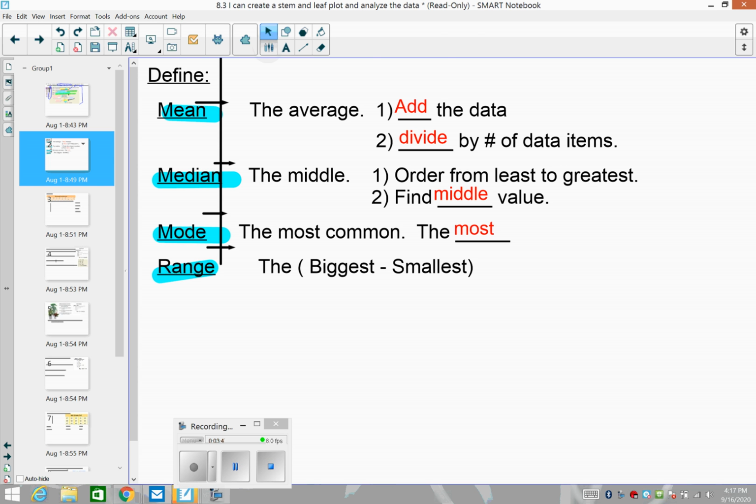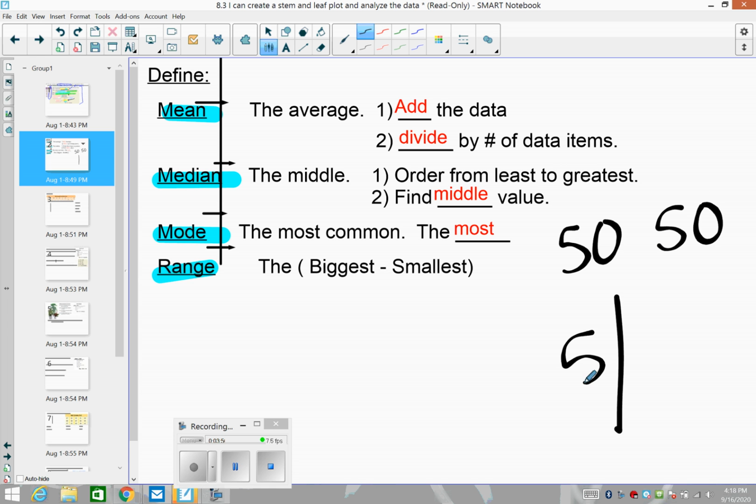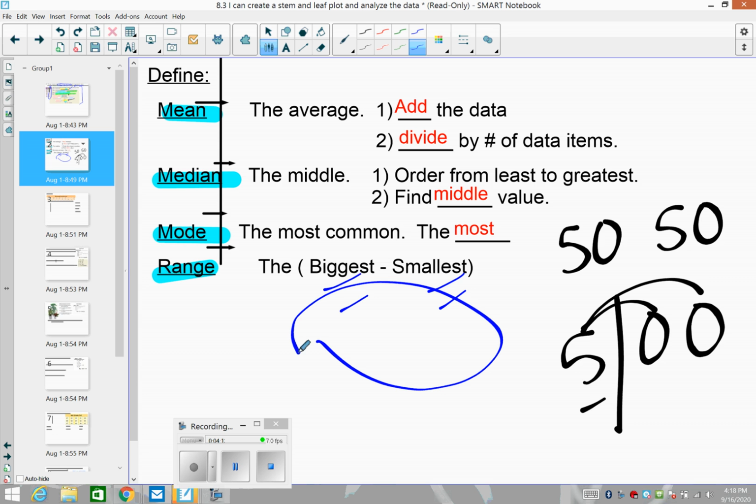We just saw in the previous display when we're talking about DVDs, the mode in that case was 50. It occurred 2 times. It was represented with a 5 and then that bar. So 5 jump the fence, 0, 50 and then 50. But we only write the 5 one time, the stem one time. And the range is simply the biggest minus the smallest. What is the range of the data? So those are the 4 things that we're going to need to do on the next screen. We're going to create the stem and leaf plot, and we are going to calculate mean, median, mode, and range.